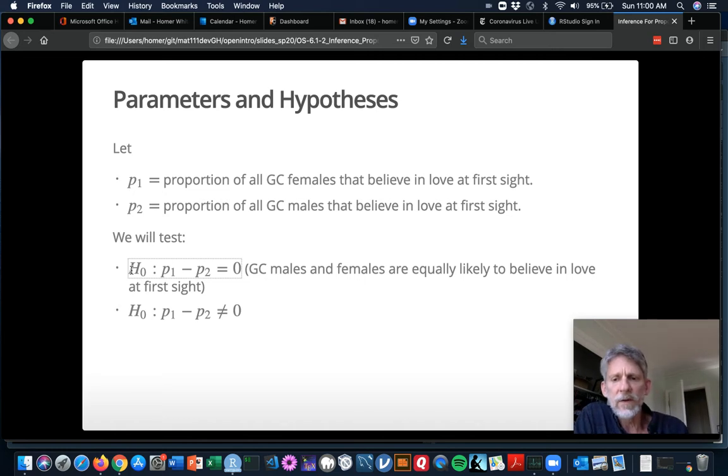Remember, the null hypothesis always says that there's a specific value for a parameter out there. Well, now it's giving a specific value for the difference of these two parameters. And it's sort of the uninteresting case. No interesting pattern out there, no difference between the sexes, nothing to see here. And the alternative hypothesis just disagrees with that. So it's saying that either females are more likely if P1 is bigger than P2, or females are less likely if P1 is less than P2, to believe in love at first sight.